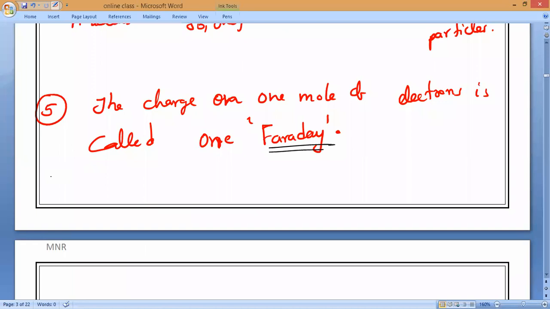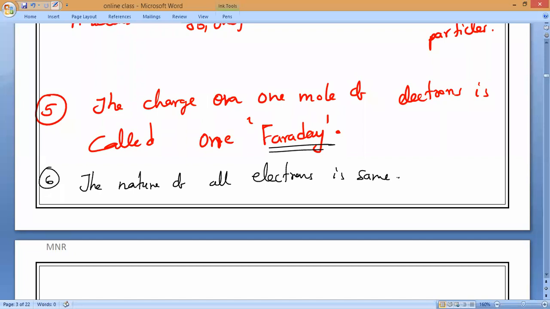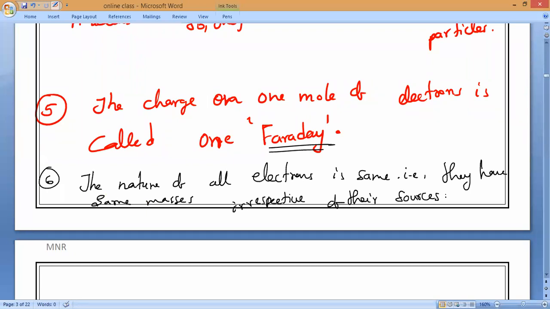Next, last point. The nature of all electrons is the same. They have the same mass irrespective of their sources. Is there any doubt till here? No, sir. So you all should know these fundamental things.